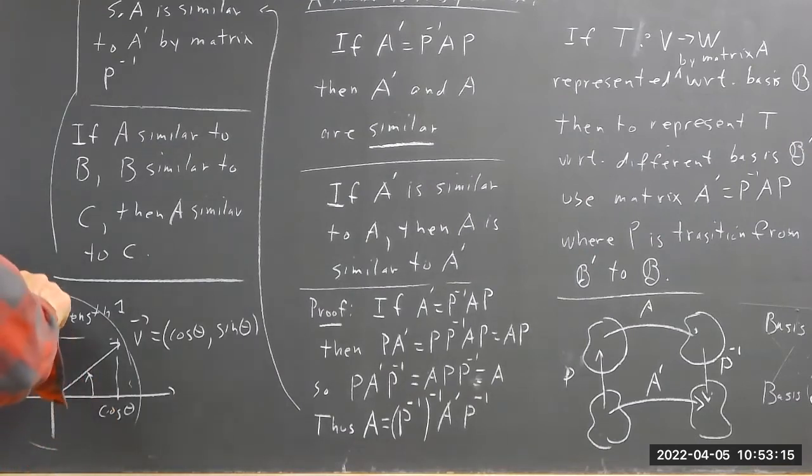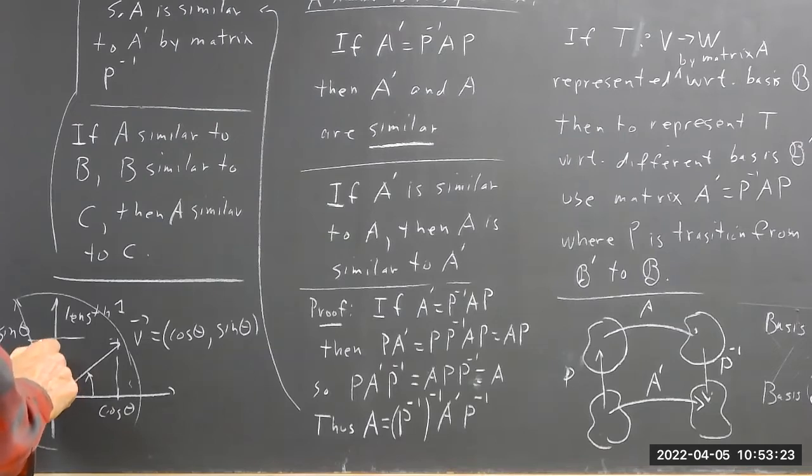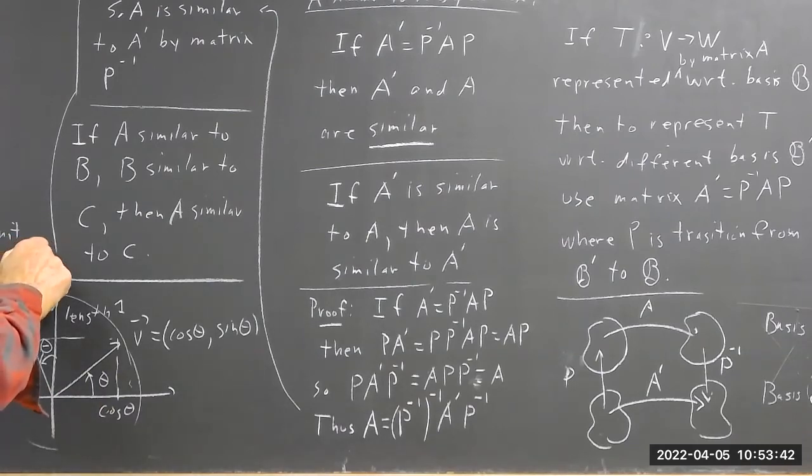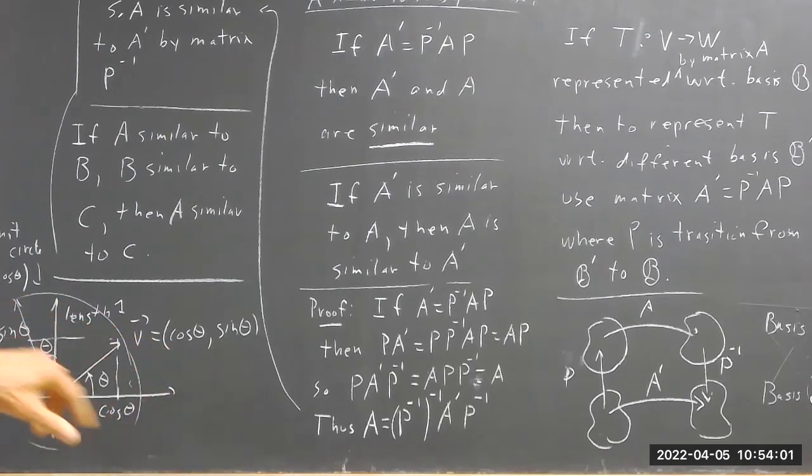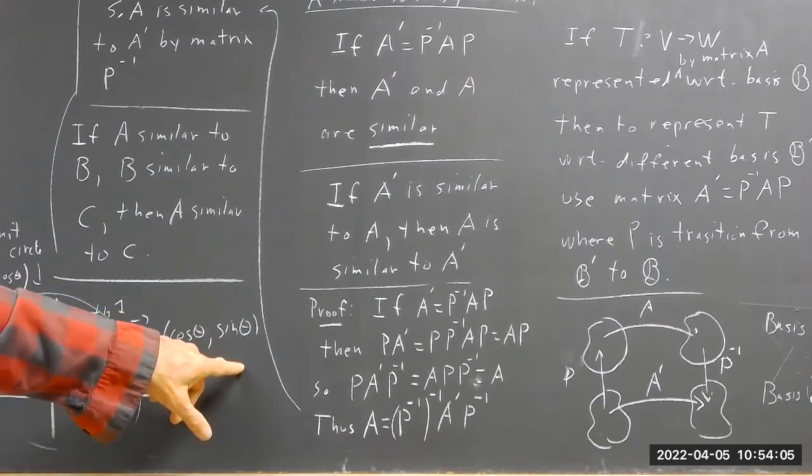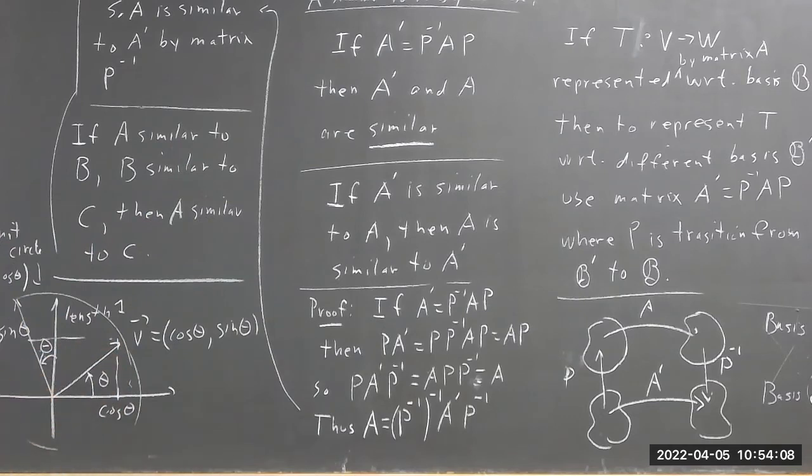If I wanted to find the vector up here of length 1, also rotated by angle theta, what would its components be? Well, you can verify the components would be negative sine theta, cosine theta, for various reasons. First of all, what's the dot product of these vectors? Clearly zero. You get negative sine cosine plus cosine sine. That adds up to zero. So these two vectors are perpendicular.